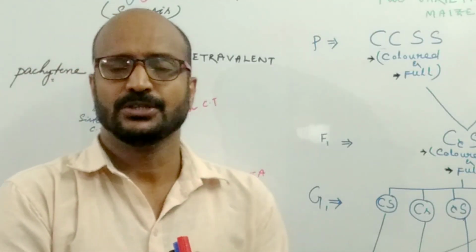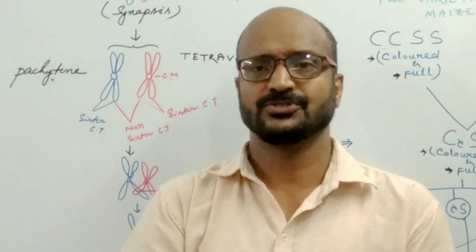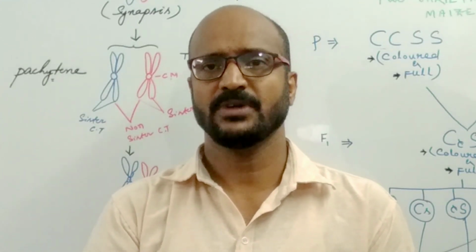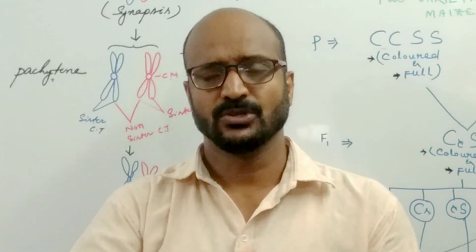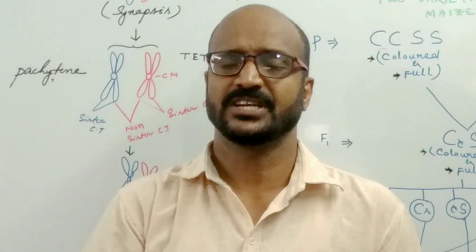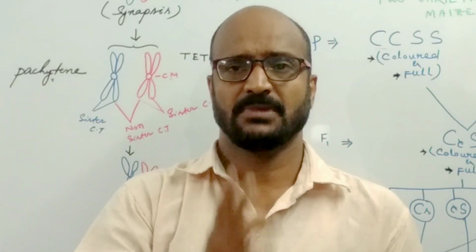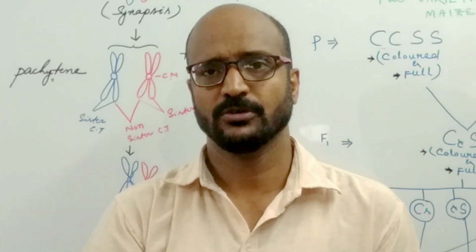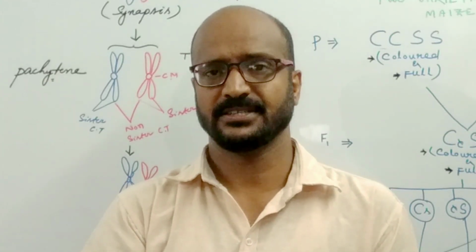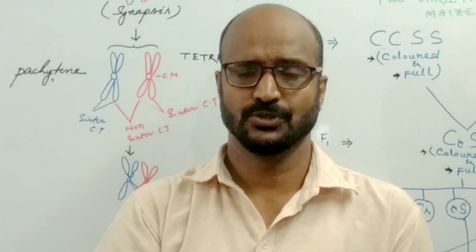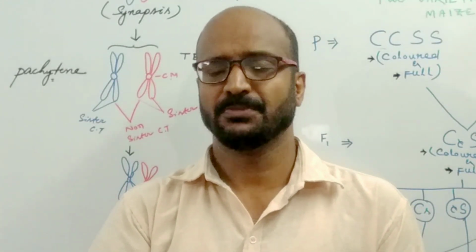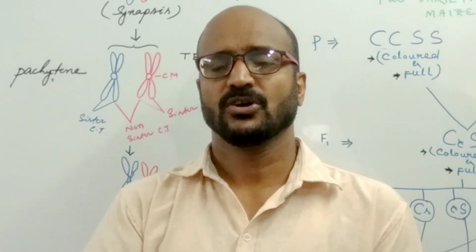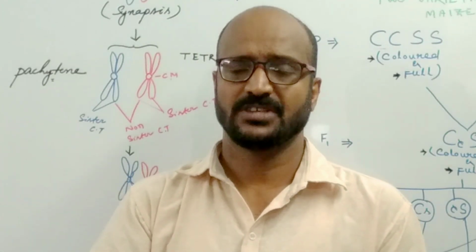On the basis of the number of chiasmata formed, crossing over may be classified into several types. If a single chiasma is formed at the time of crossing over throughout the length of the chromosome, it is known as single crossing over. If two chiasmata are formed, then it is known as double crossing over. If multiple chiasmata are formed, then it is known as multiple crossing over. And on the basis of the number of chromatids involved, crossing over can again be classified into several types.